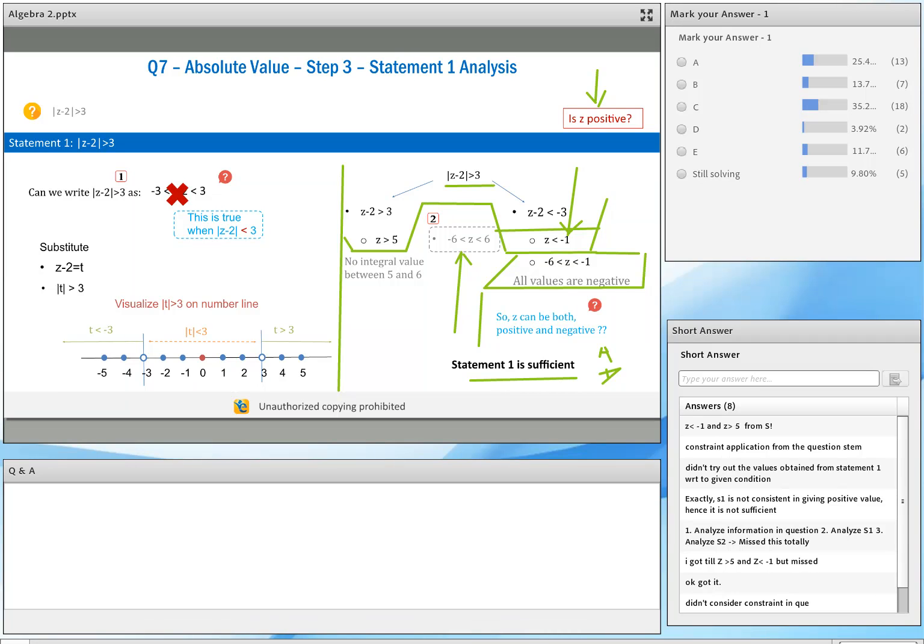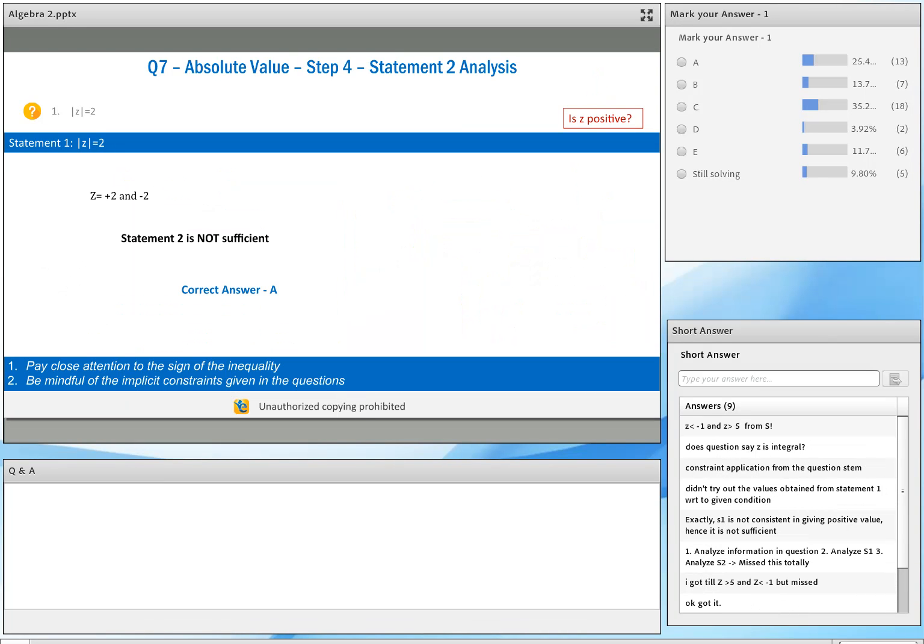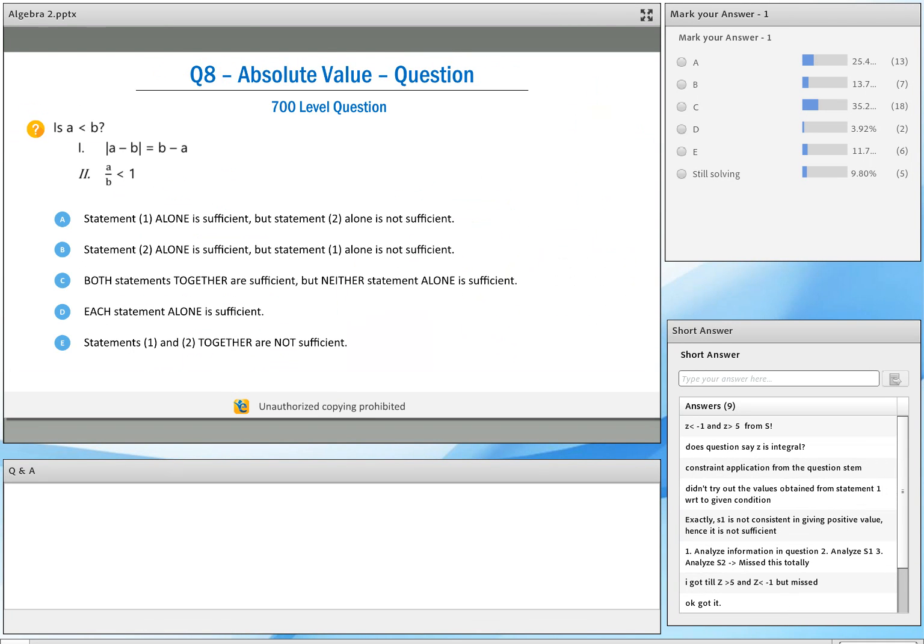All right, so now let's move on to our next question, question number 8. Let's solve this question, and can you please click on still solving?